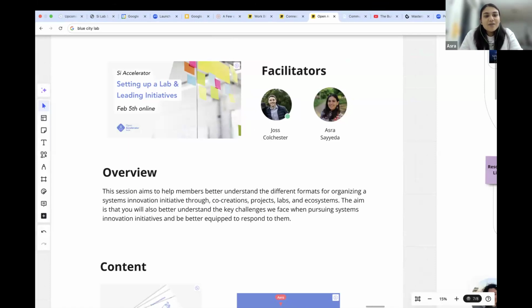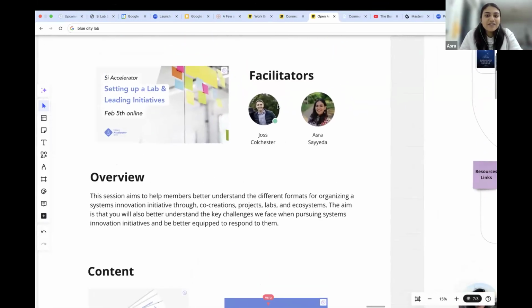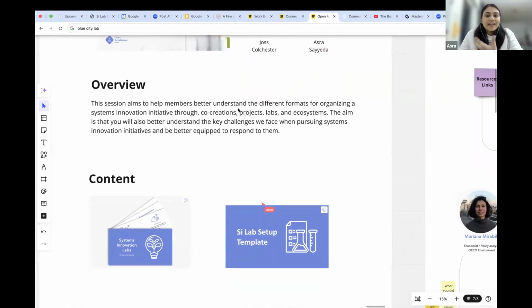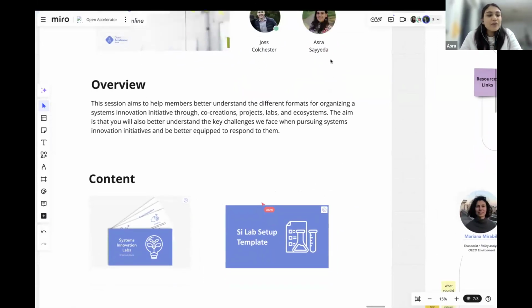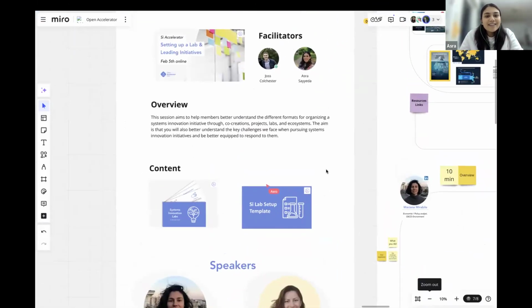Today's session is going to be a fun one because we are going to focus on how we set up and run an initiative, whether it's a co-creation or a project or a lab or an ecosystem. We'll explore the formats of organizing these initiatives and delve into some really common challenges that we face while we are running an initiative.